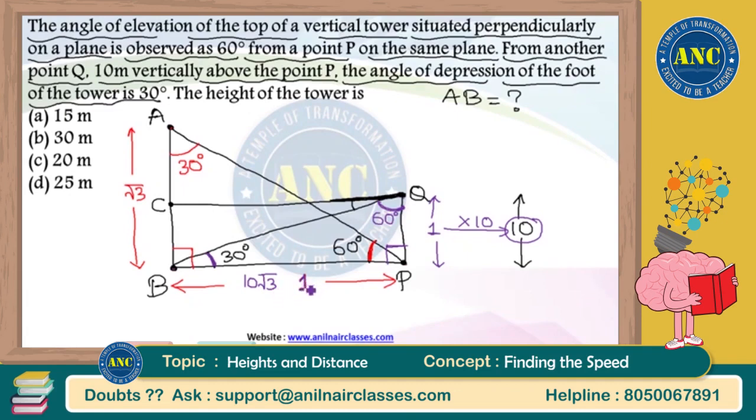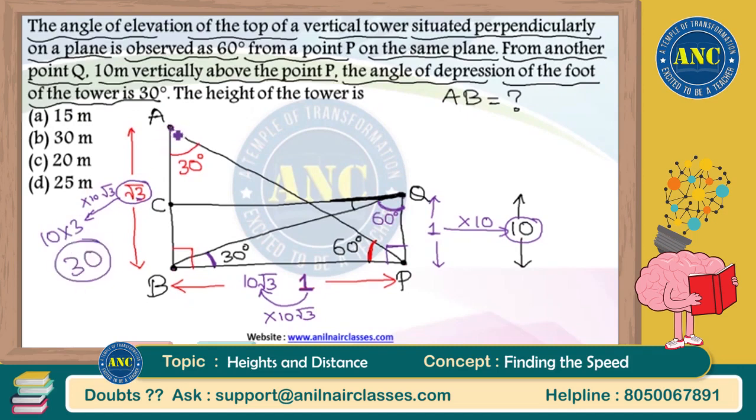That means I should multiply all these first triangle values. 1 is becoming 10 root 3. Multiply by 10 root 3. Root 3 also multiply by 10 root 3. Root 3 into 10 root 3 is 10 into 3. Answer for this question is 30.